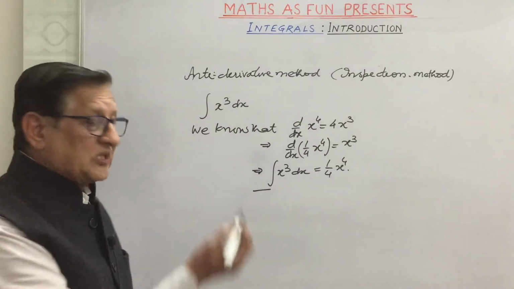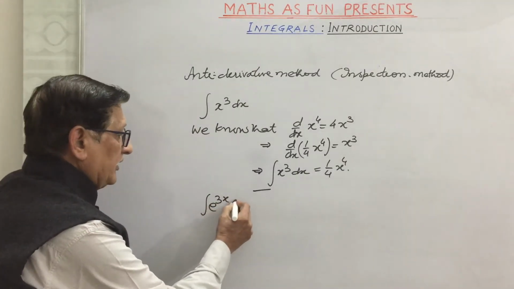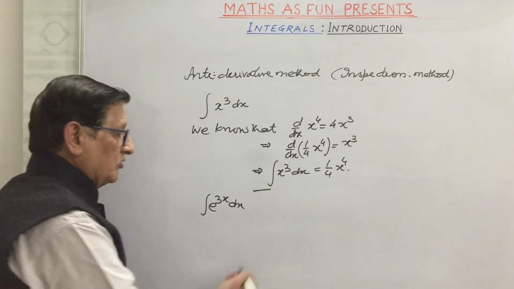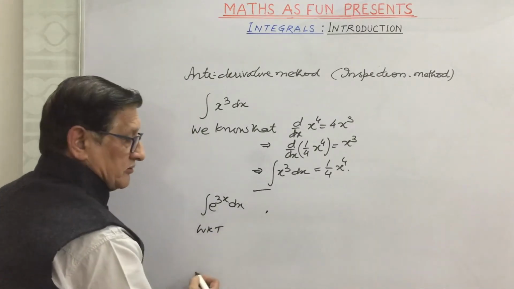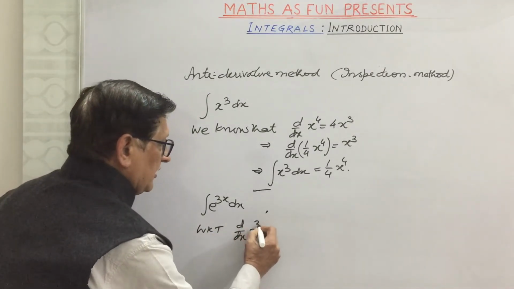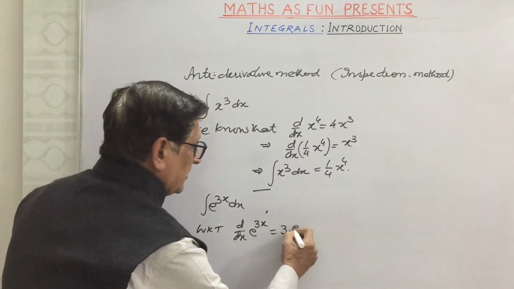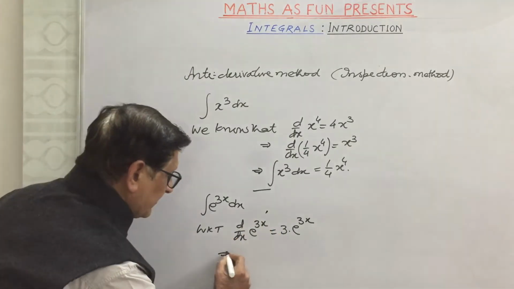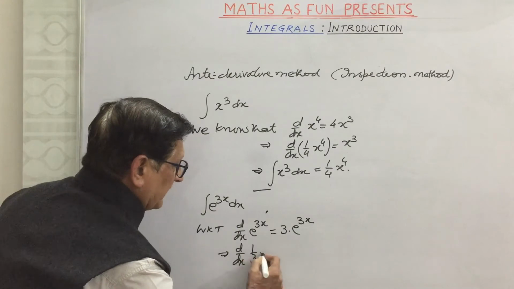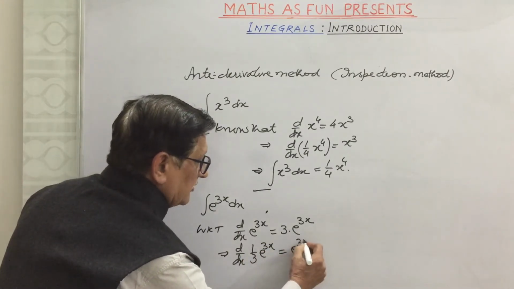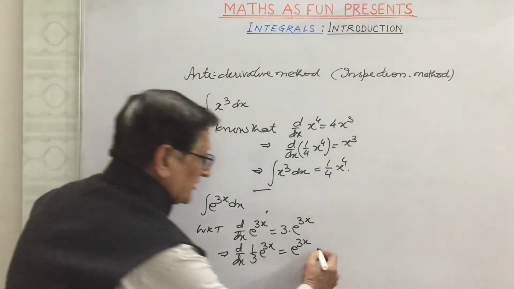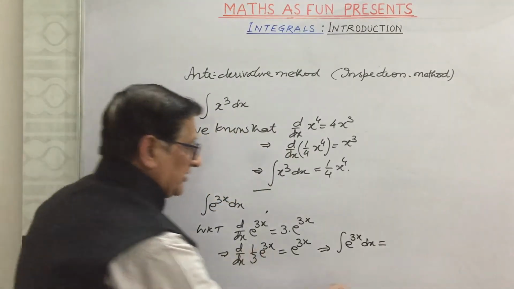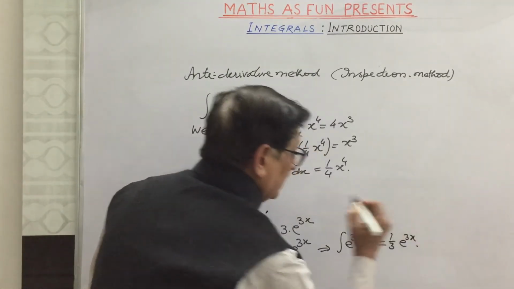One more example, suppose we want to find the integral of e power 3x dx. This is the exponential function. So what we do, we know that d by dx of e power 3x is equal to 3 into e to the power 3x. 3 is a constant, so this can be transposed to this side. So we can write d by dx of 1 upon 3 e power 3x is e to the power 3x. It means integration of e to the power 3x with respect to x will be 1 upon 3 e to the power 3x.